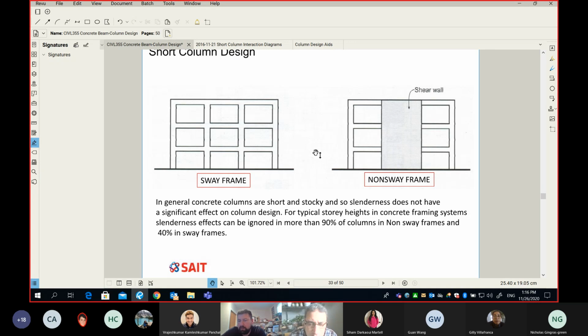We have two options. Option number one, which is the most common one, is what you see on the picture on the right. We provide a member, an element in the building that takes care of the lateral loads. You can see very clearly in the picture to the right what exactly is resisting the lateral load.